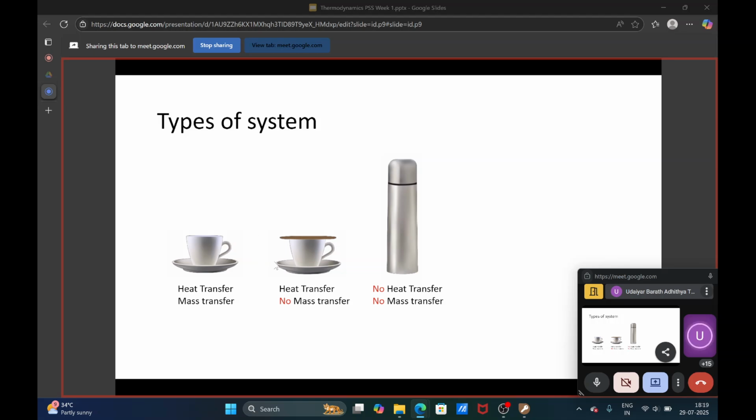Again a similar example: you have a teacup, and whatever content you have is hot. In this case there will be some evaporation happening through mass transfer and heat transfer. So this is an open system. Again, if you close it, now you are not allowing any mass to go out, but you have heat transfer. And then if you have a thermos, it doesn't have any, so it becomes isolated.